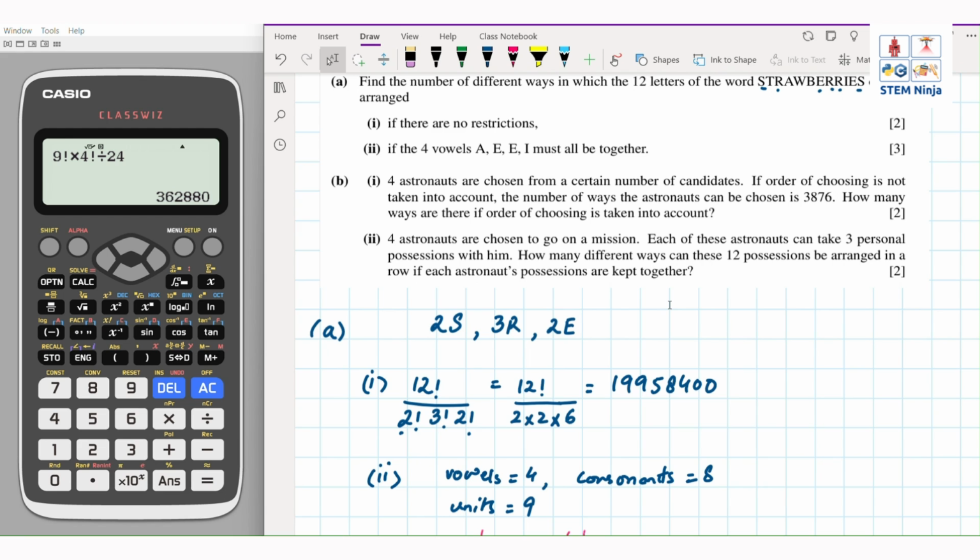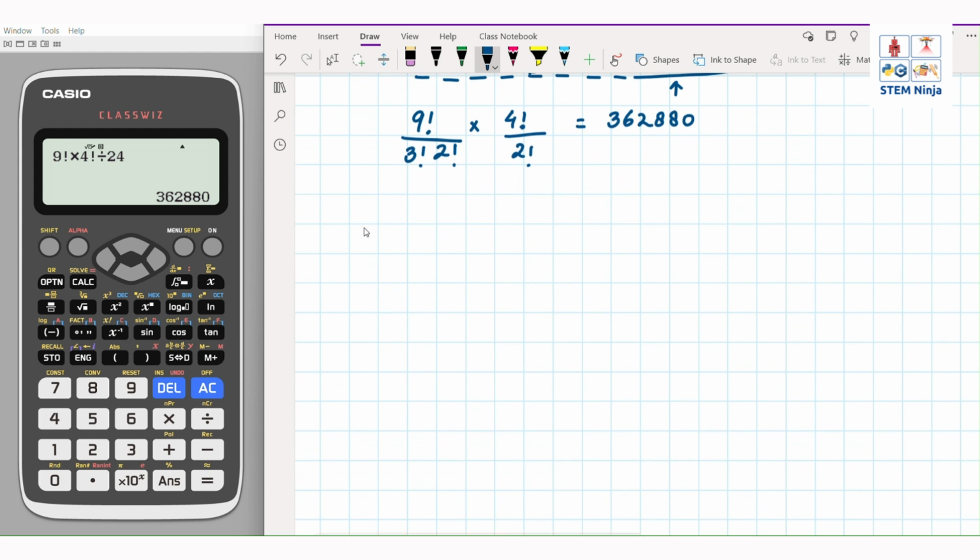Four astronauts are chosen from a certain number of candidates. If order of choosing is not taken into account, the number of ways the astronauts can be chosen is 3876. So we don't know the total number, but we do know that we are choosing 4 astronauts. So we know NC4 is equal to 3876. How many ways are there if the order of choosing is taken into account? Okay, then that means we need to find out NP4 instead.